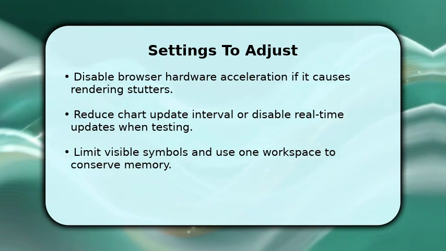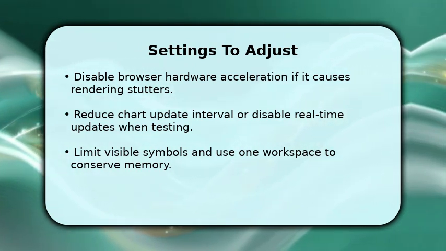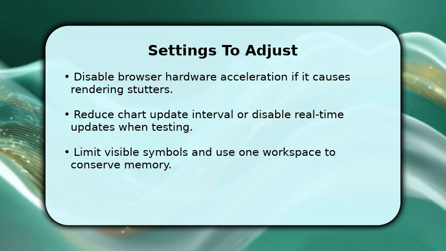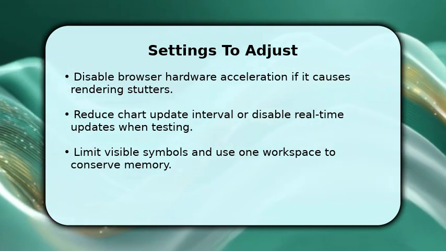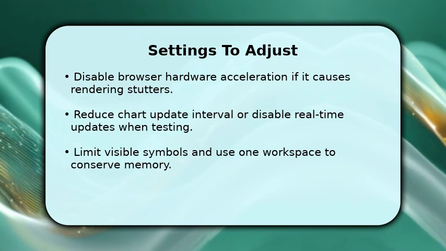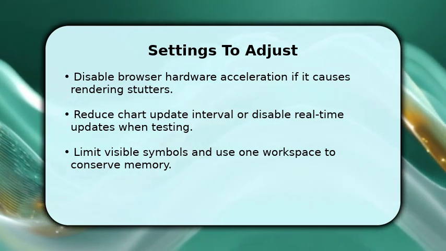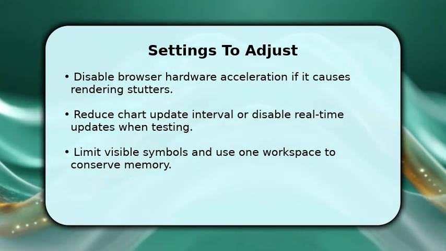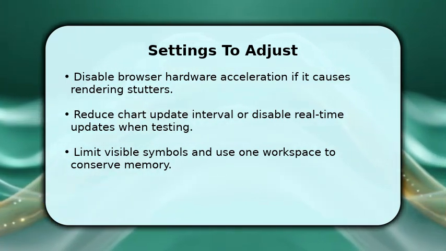Go to Chart Settings and disable hardware acceleration if rendering stutters persist. Set the chart to a lower update frequency and close extra workspaces so the browser handles fewer real-time redraws. Test performance after each change to identify the single setting that makes the biggest difference.